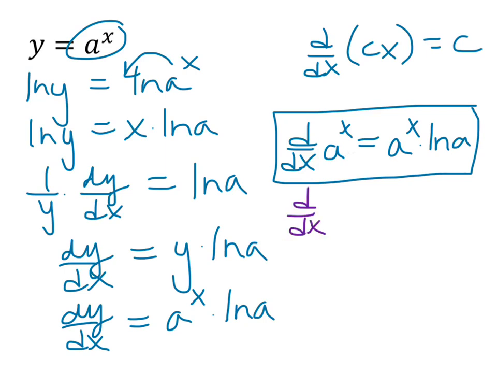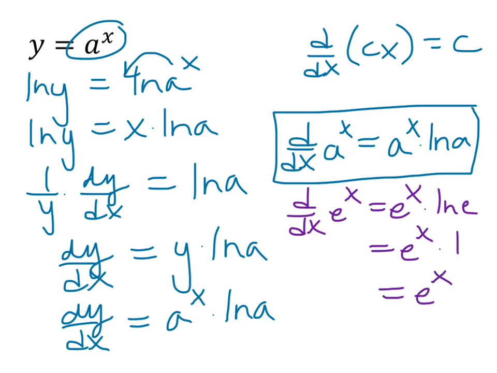Now it's also nice to see that this formula applies to e to the x as well. The derivative with respect to x of e to the x, if we use this formula and write it as e to the x multiplied by natural log of e, we know natural log of e is equal to 1. So that still gives us the derivative of e to the x being e to the x. So it's nice to know that e to the x is just a special case of this formula for the derivative with respect to x of a to the x.